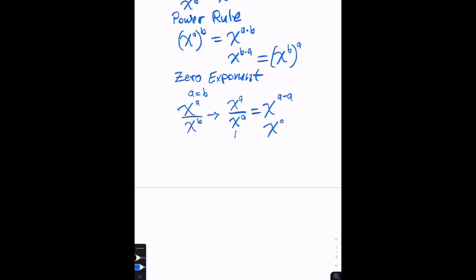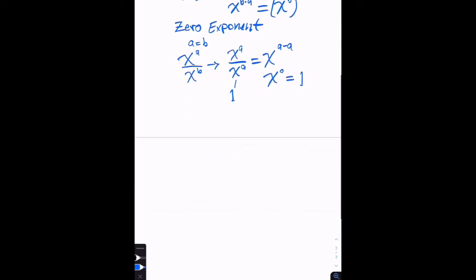But if we look at this expression right here, we have a number that is divided by itself. And always a number when it's divided by itself is equal to 1. So we say then that the expression x to the 0 is always equal to 1. That means that anything raised to the 0 power is equal to 1, because it's just a number dividing by itself. That leads us to negative exponents.